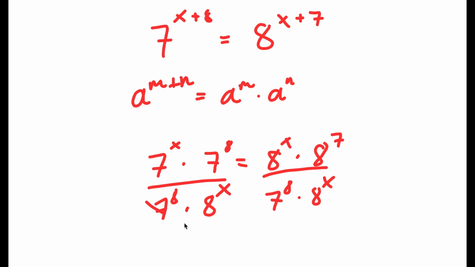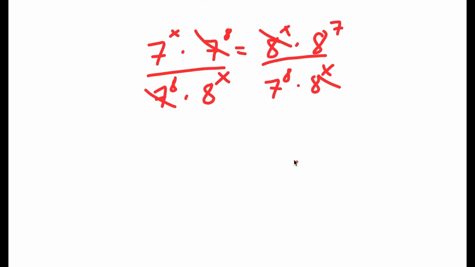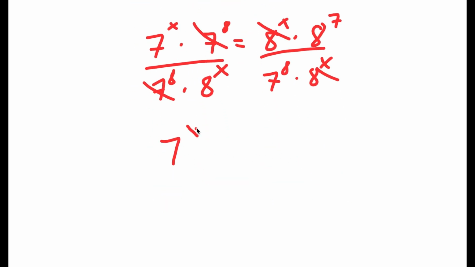So then on my left-hand side, both 7 to the power of 8's cancel out, and on my right-hand side, both 8 to the power of x's cancel out. So now I'm going to be left with 7 to the power of x over 8 to the power of x is equal to 8 to the power of 7 over 7 to the power of 8.